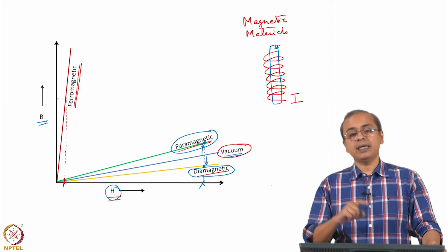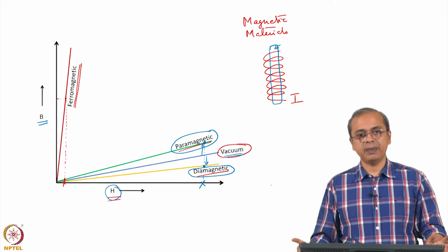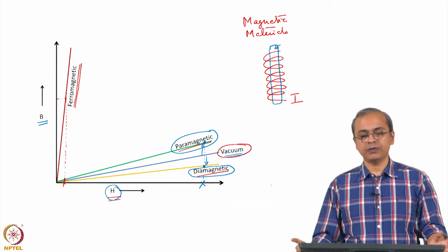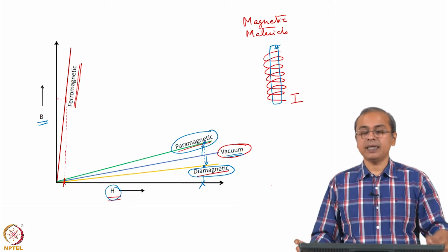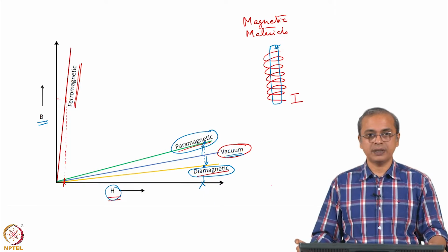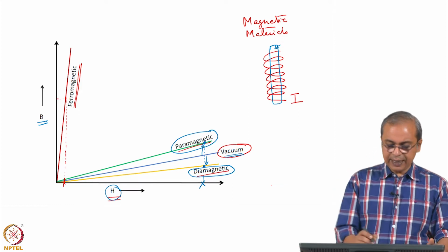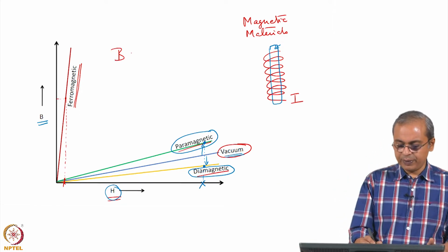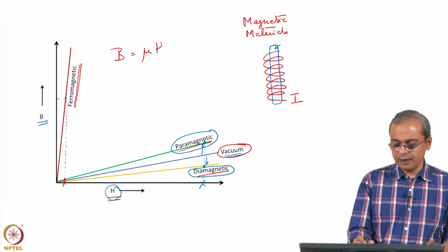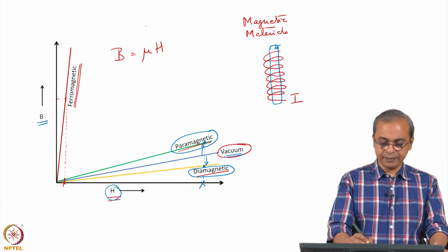And importantly, with respect to ferromagnetic materials, if you abruptly drop the field to 0, if you switch off the current, the induction or the induced magnetic field that is there in the system does not actually drop to 0 instantaneously. We will look at that briefly, but basically this B and H are related by this equation: B equals mu times H, where mu is the permeability.